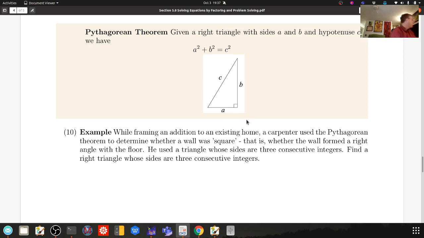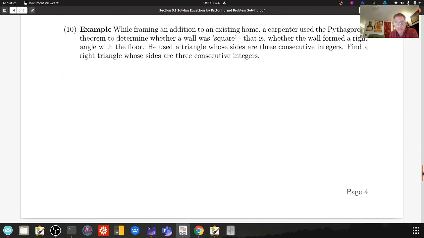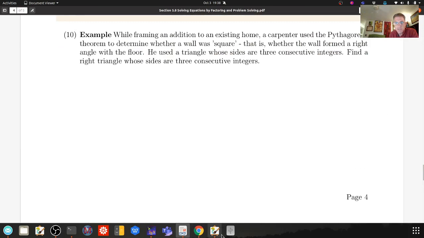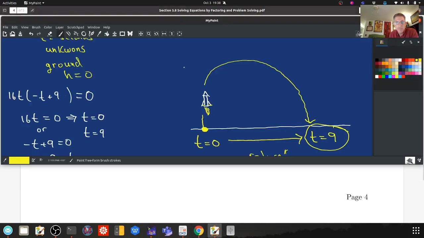I have a book somewhere in my library here. I don't see it. It gives like 150 proofs of the Pythagorean theorem. So let's use that to solve this problem, and then we have some graphs to look at, and we'll be done.